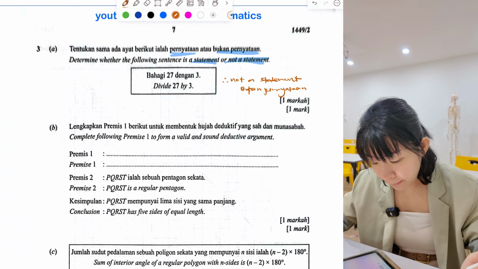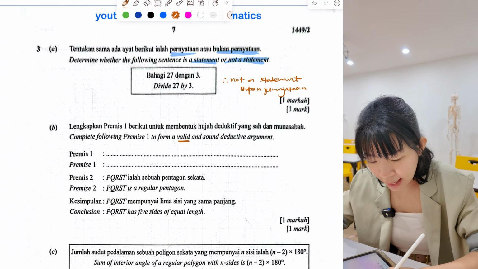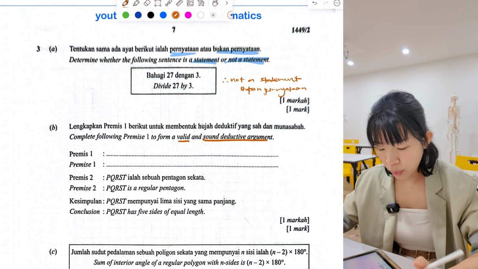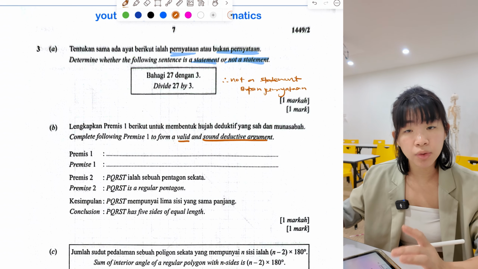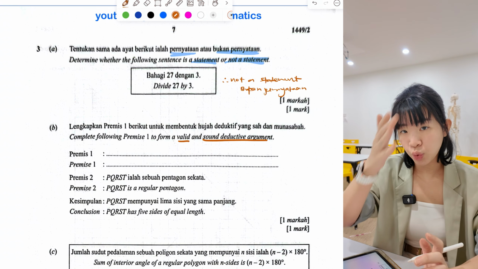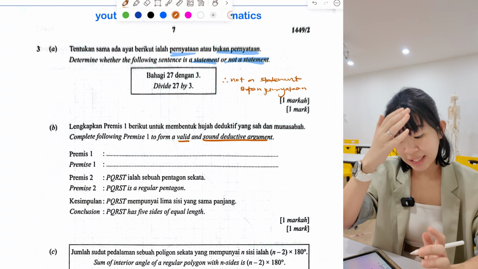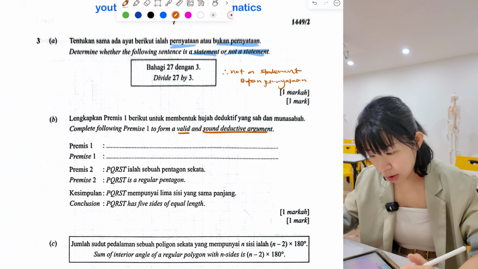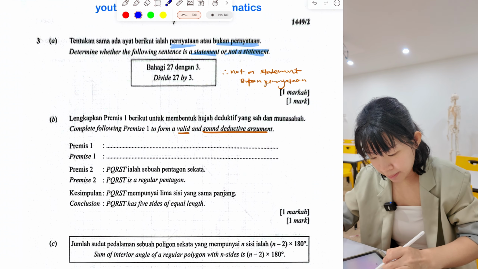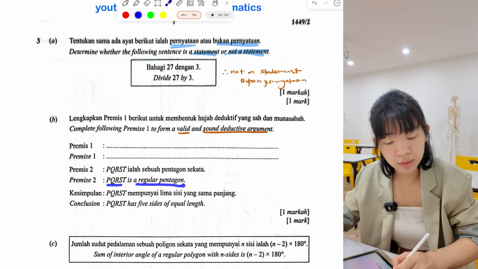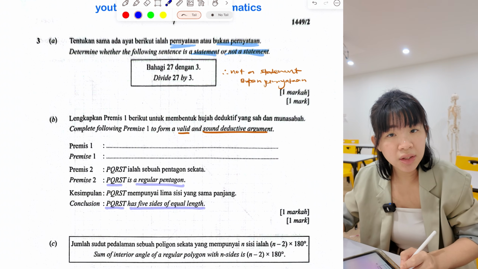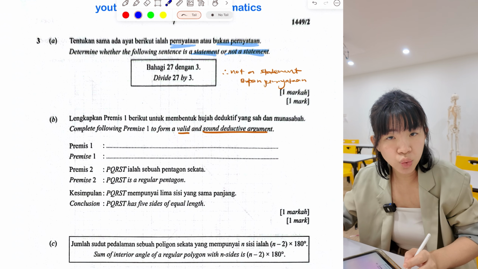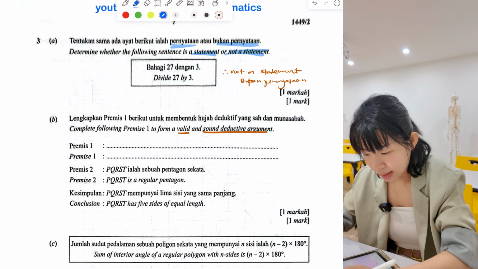Complete the following premise 1 to form a valid and sound deductive argument. So we have to identify the format. This one belongs to which type? For arguments, we have type 1, 2, and 3. Bentuk 1, 2, dan 3. Based on premise 2 and conclusion, let's see. PQRST is a regular pentagon. PQRST has 5 sides of equal length. So which type is this, 1, 2, or 3? You look at the keyword here.